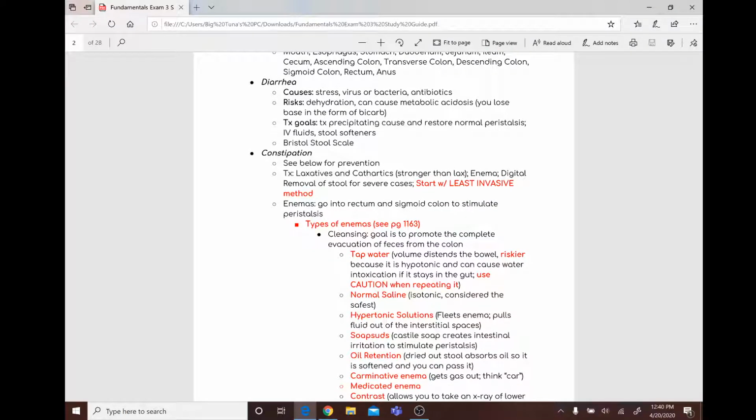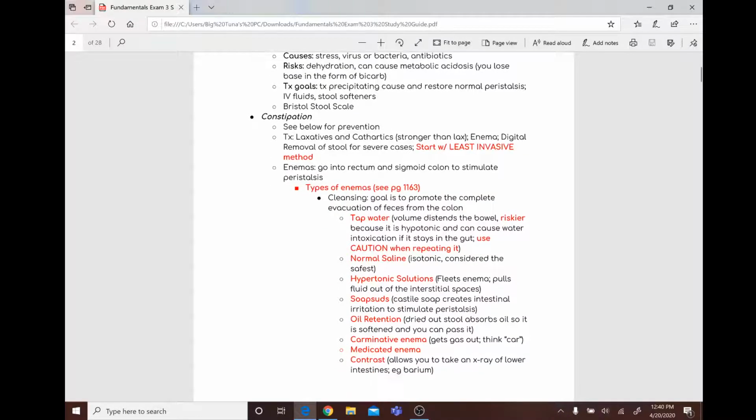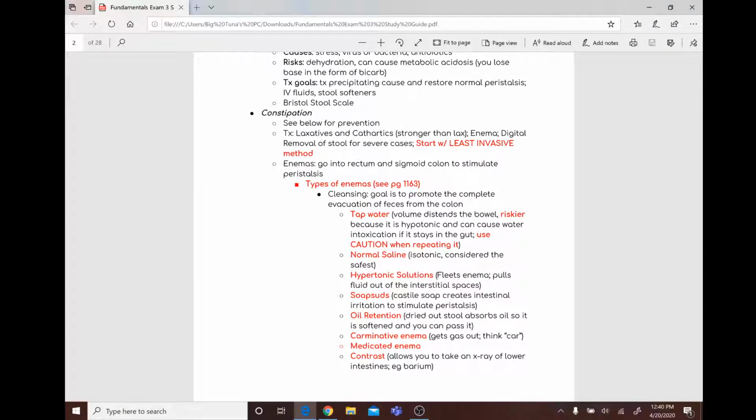Alright, how do we treat constipation? Laxatives, cathartics, enema, and digital removal of stool. Start with the least invasive method. What are enemas? They go into the rectum and sigmoid colon to stimulate peristalsis.